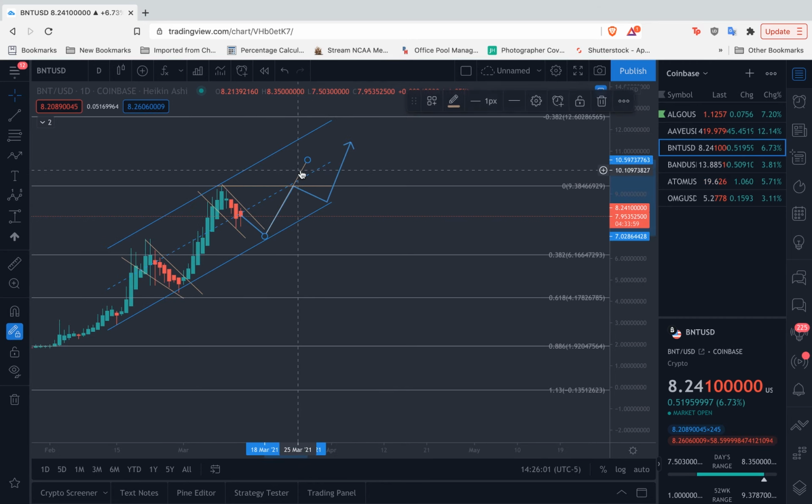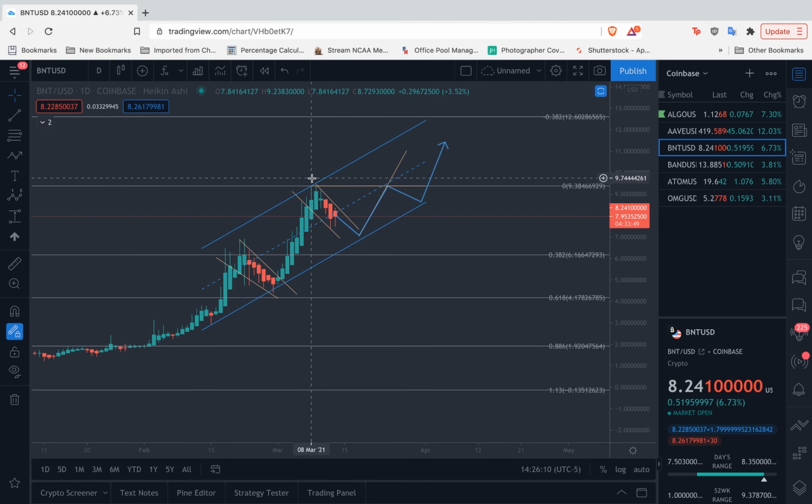Or we can just do the same bull flag thing over again and skip that and go straight up here. Either way, bullish for BNT. This is a beautiful looking chart.